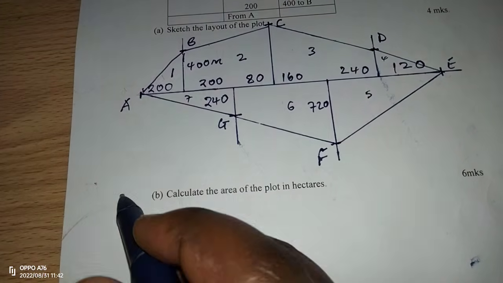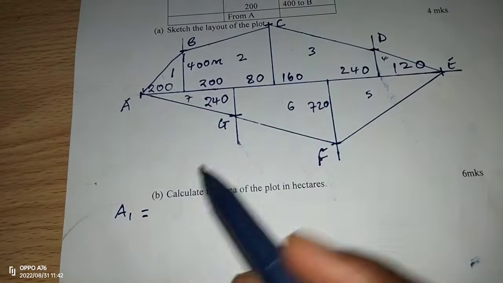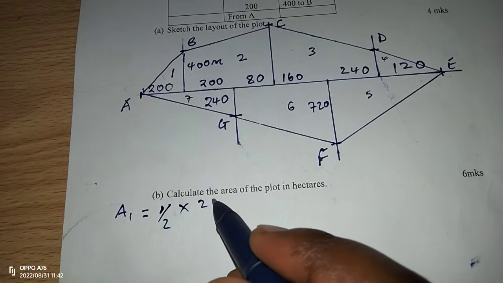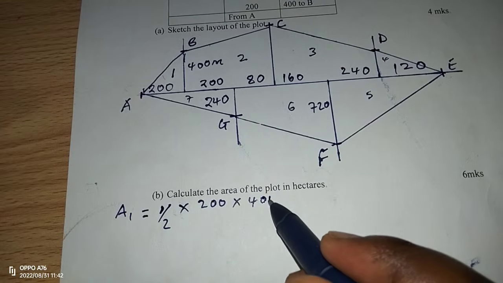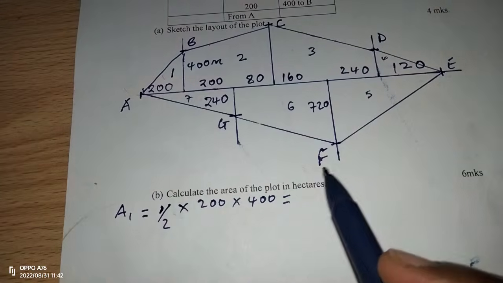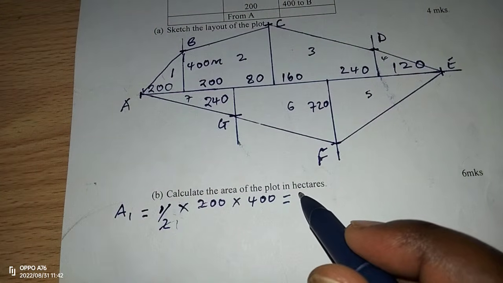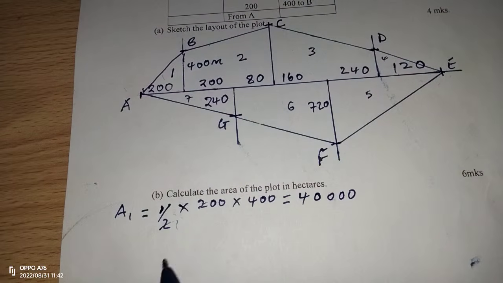We calculate area, so we can get area 1. The first area is a triangle. So half times base 200 times height of 400. This is going to give us half by 200, which is 40,000 when we multiply.